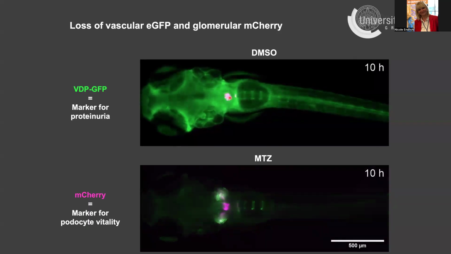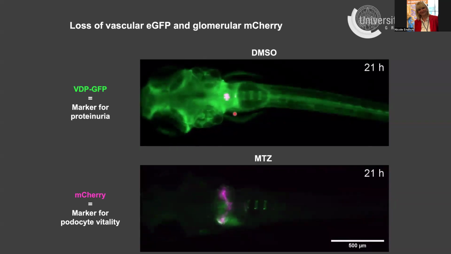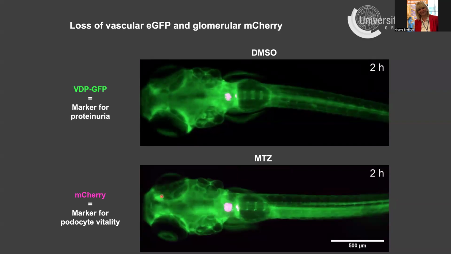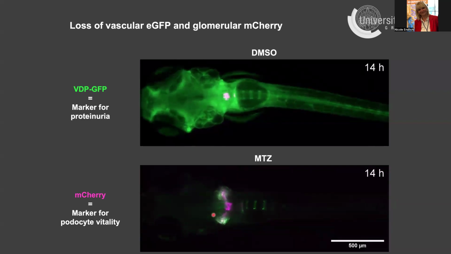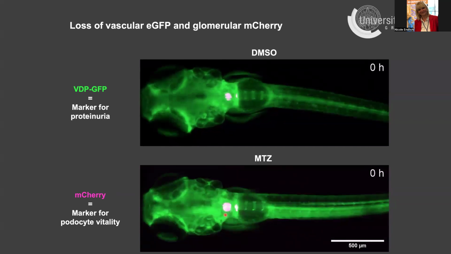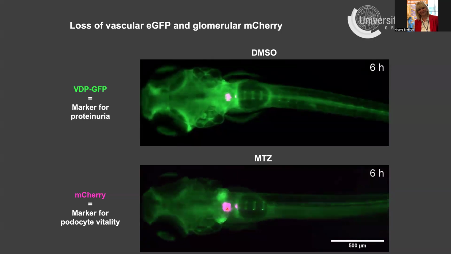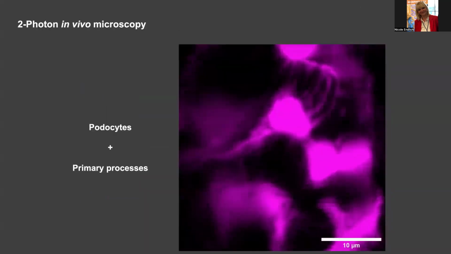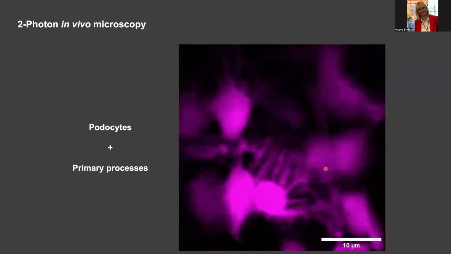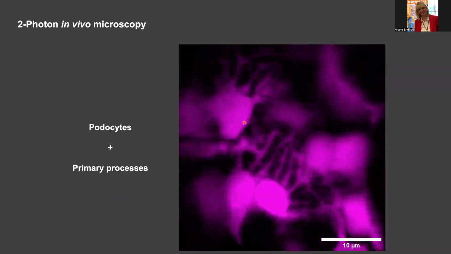It's called pronephros. It's only one glomerulus, and it's very similar to the glomerulus of humans, rats, and mice. So what happens if you induce FSGS, for example, as you see at the bottom in the movie: you lose the fluorescence from the capillary, because vitamin D binding protein is secreted or passes the filtration barrier, which is leaky, and you also lose the podocytes, which are labeled by mCherry. These podocytes can be observed by multiphoton microscopy, as we have done several times.